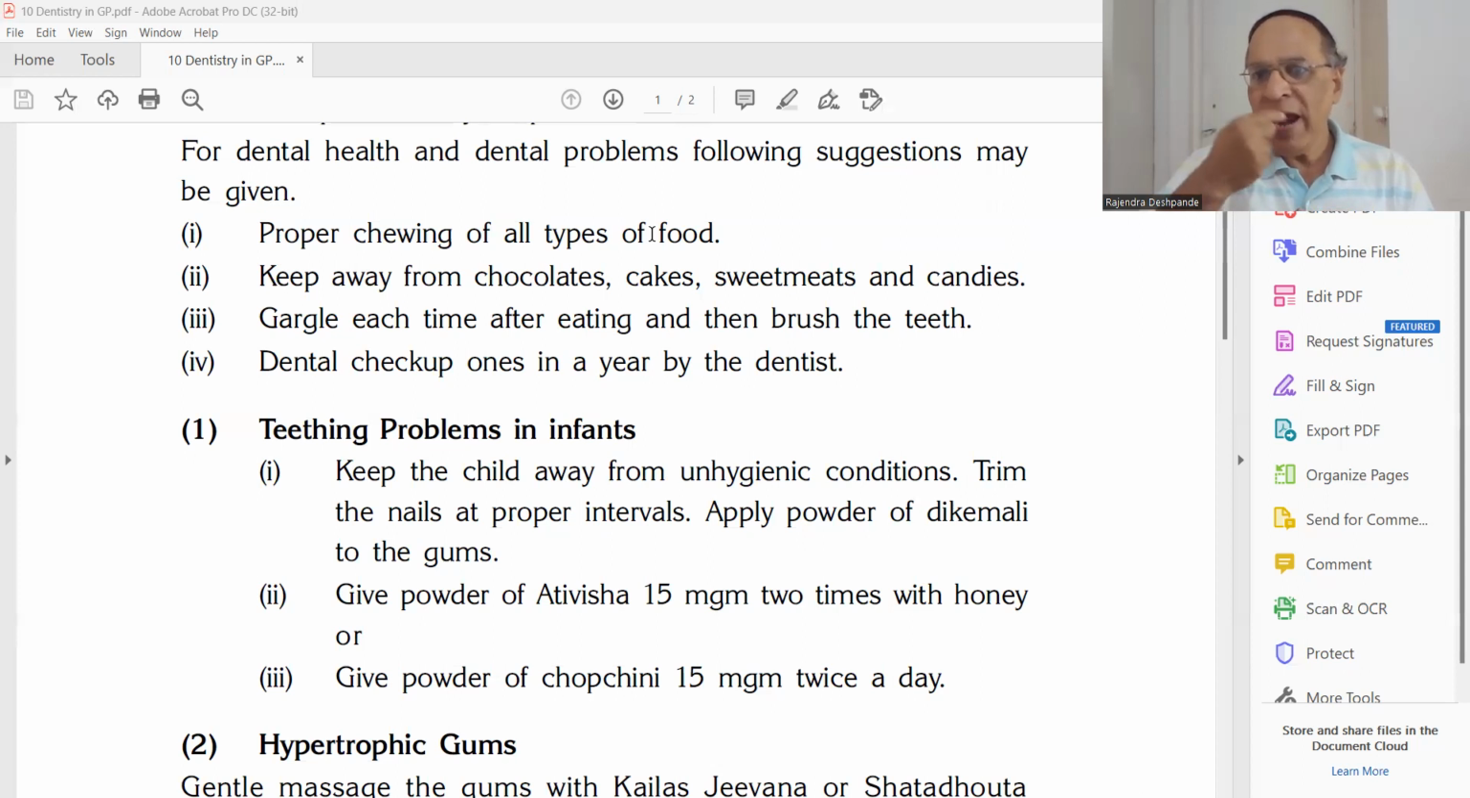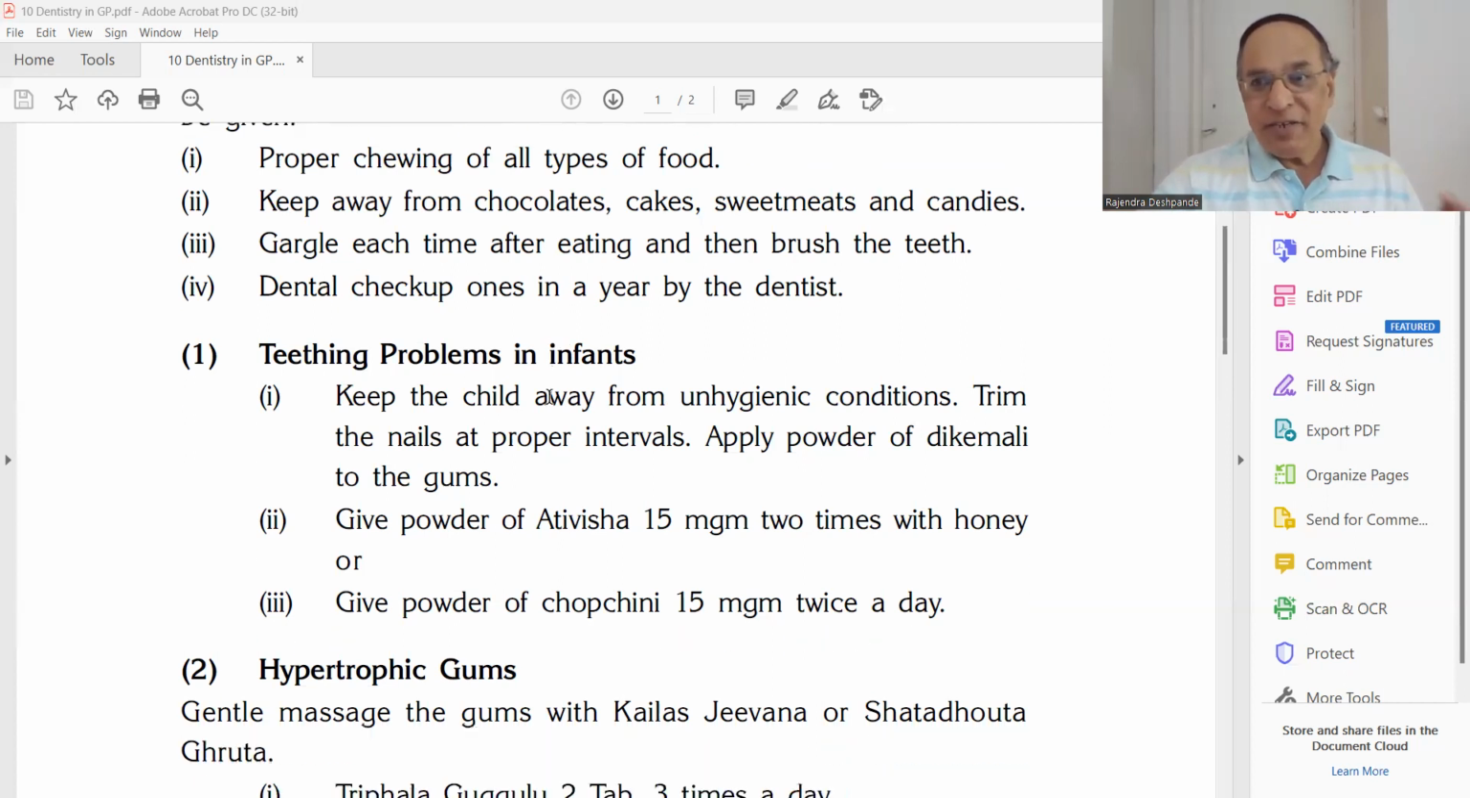You can even clean with your fingers. It's not necessary to brush all the time, because many times wrong brushing also makes problems. Remember my words: brushing should be up and down, up and down. But many people brush hard, and that also causes problems like loosening of the enamel. Gargle each time after eating and then brush the teeth, sometimes with the fingers also. A dental checkup once a year by the dentist is also a very good habit, because dental treatments are really very costly. For dental problems, I honestly suggest that prevention is always better than cure.